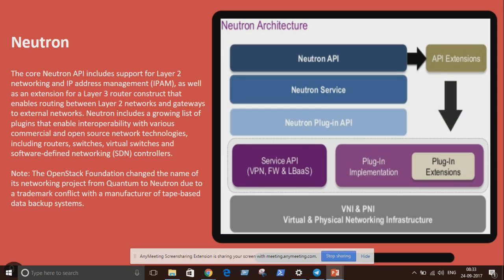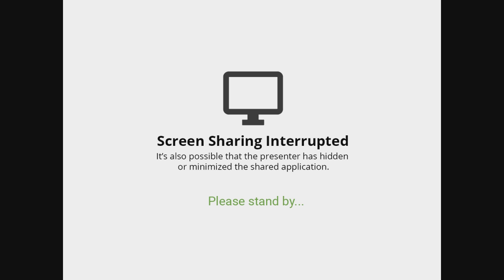Neutron is an API, and here you will have all your networking things: your layer 2 routers, your layer 3 routers, your internal virtual switches, whatever is required for networking between the VMs or the internal virtual infrastructure for OpenStack.